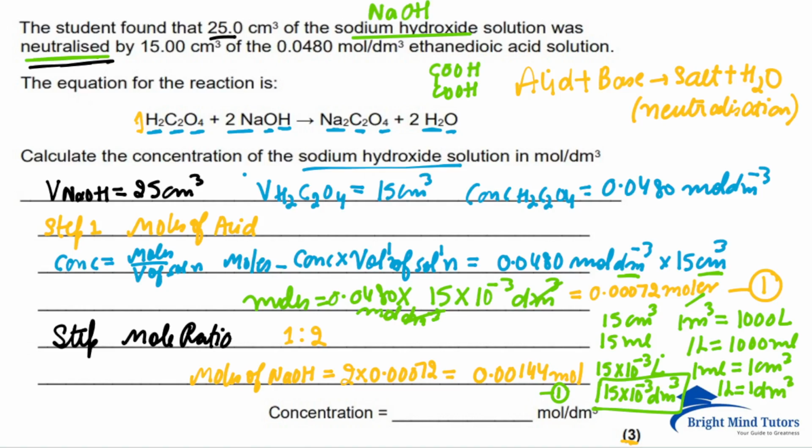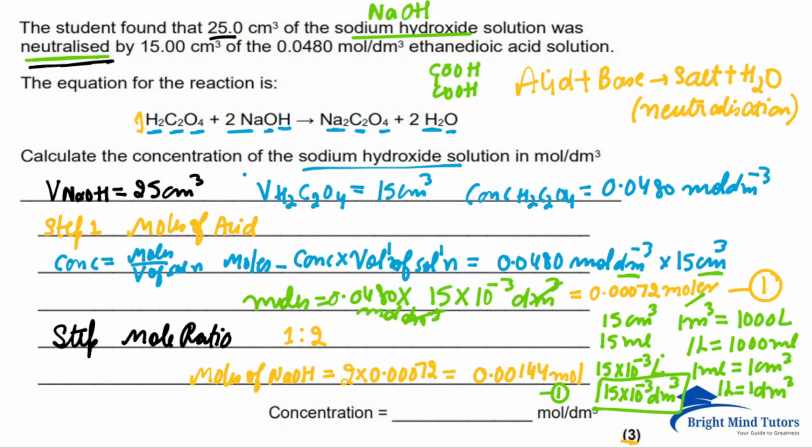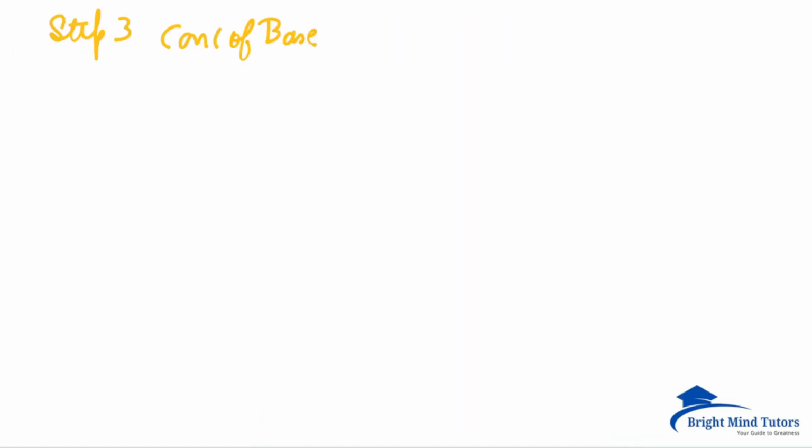Now in the next step, step number 3, because our ultimate goal is to find the concentration of the base. As we see, in the neutralization reaction, all the acid that we are having is completely reacting with the base. That is why we were able to find the moles of the base from the moles of the acid, because equal amounts of them will be reacting. So now the concentration of the base I need to find.